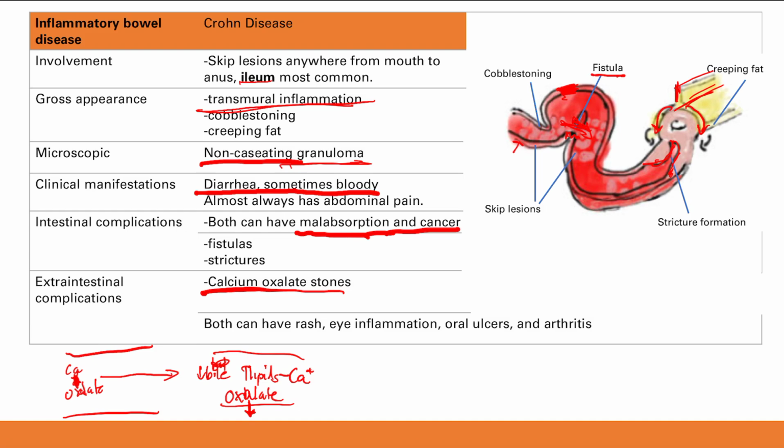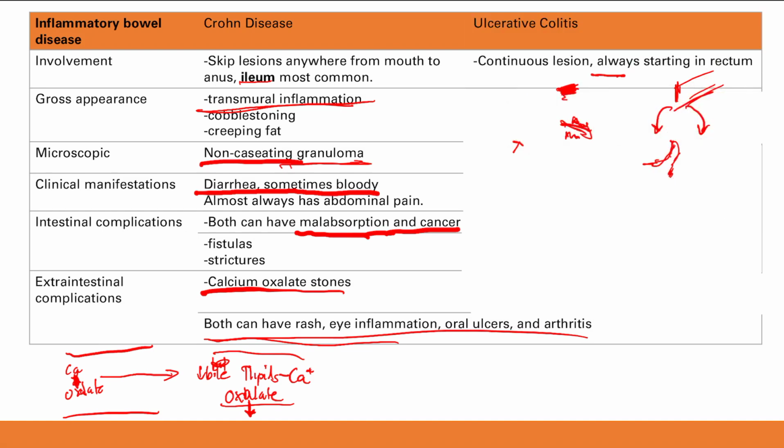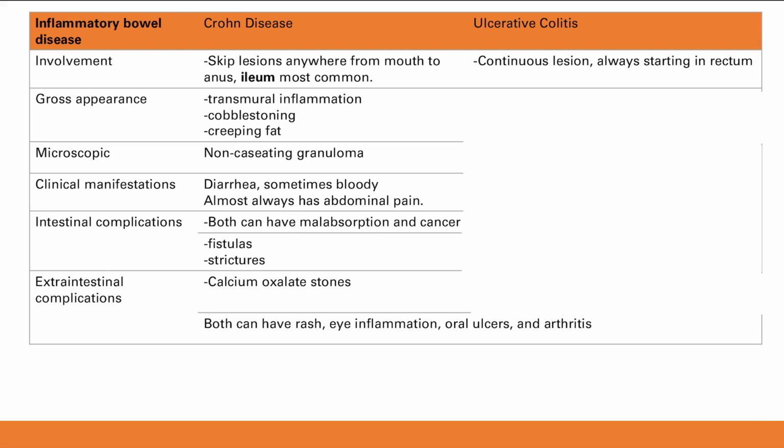mainly the kidney. Now the other thing is that both Crohn's and ulcerative colitis will have rash, eye inflammation, oral ulcers, and arthritis. We're going to revisit that quickly in a second. Let's talk about ulcerative colitis a little bit more first, after we erase these pen markings.